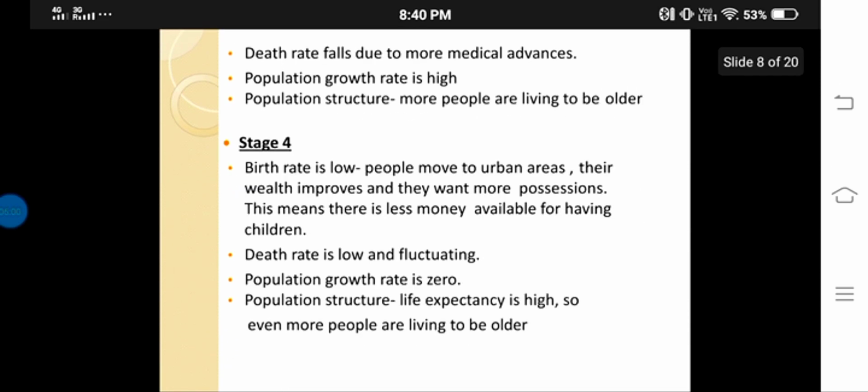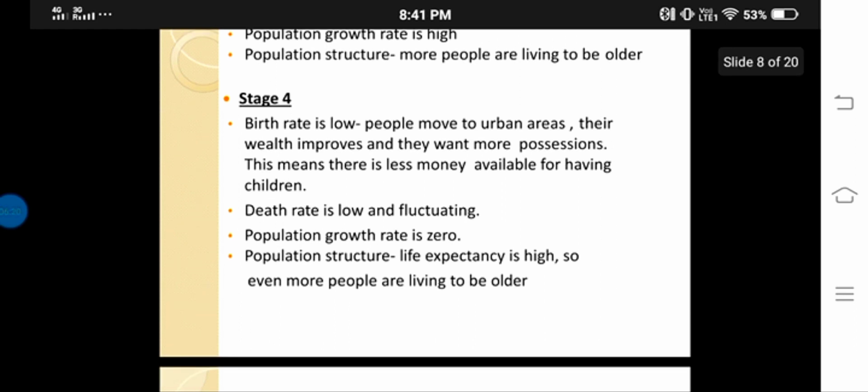Stage 4. This stage is where you can say India is in stage 4. यहाँ पे क्या होता है, birth rate is low because urbanization is there. People move to cities to find work. They have more wealth. They have less time, obviously. So they think twice before rearing children because they don't have that sufficient time.